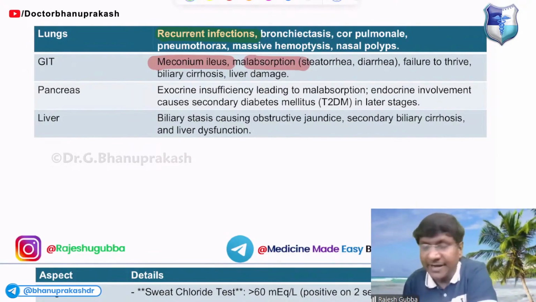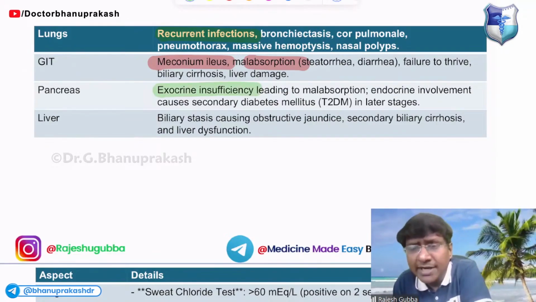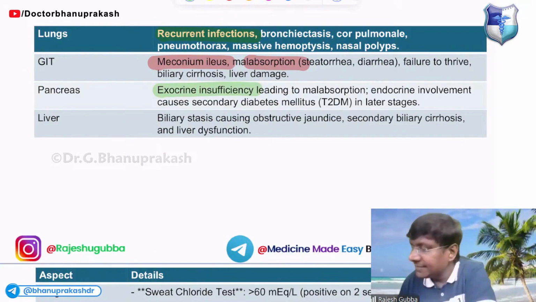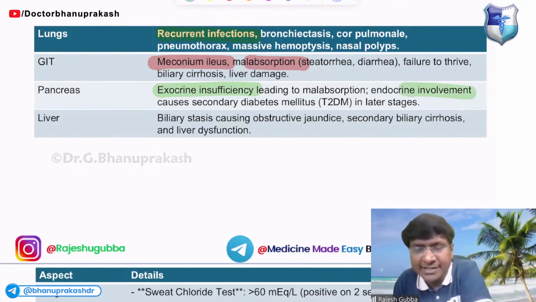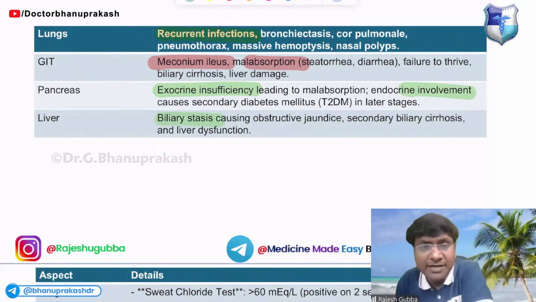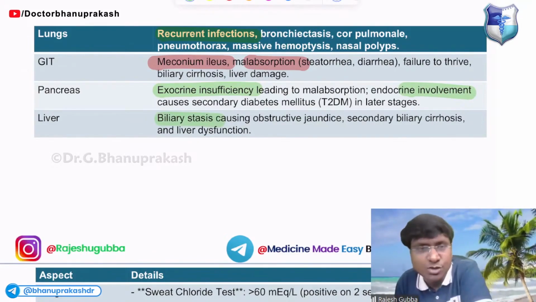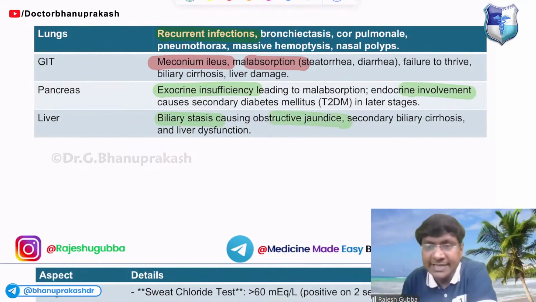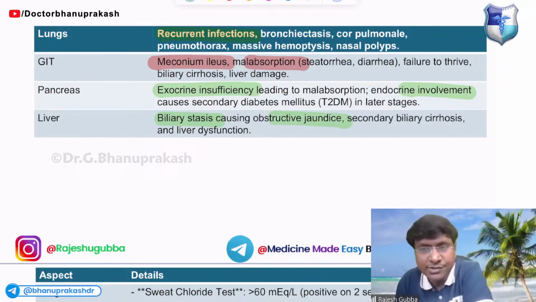What is the abnormality in the pancreas? The abnormality in the pancreas will be exocrine insufficiency of the pancreas that will result in malabsorption, right? And there will be also the endocrine involvement as well. What will be that endocrine involvement? That will be diabetes mellitus. And what will be the hepatic involvement? There will be stasis of the bile. Bile becomes very thick, and that will result in the development of obstructive jaundice, right?